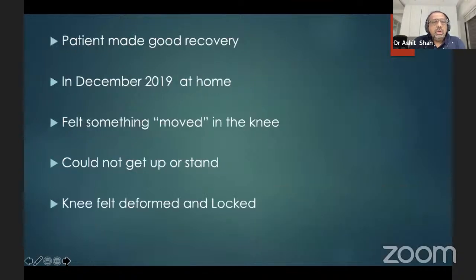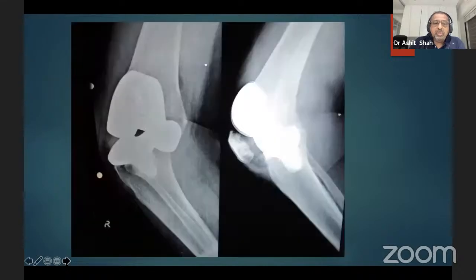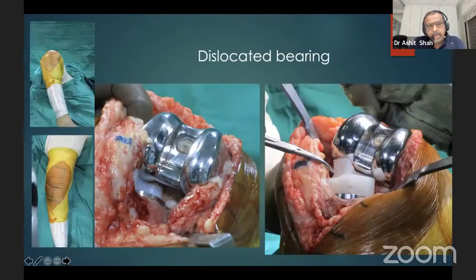The patient made a good recovery. In December 2019, that is 4 years after this surgery, she felt something move in the knee, could not get up or stand, and the knee felt deformed and locked. And these were the x-rays in 2019. She was admitted in emergency, and this is what was found.